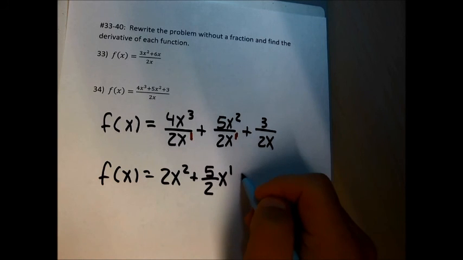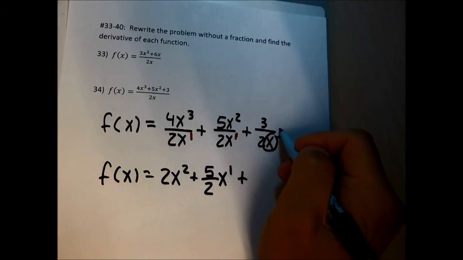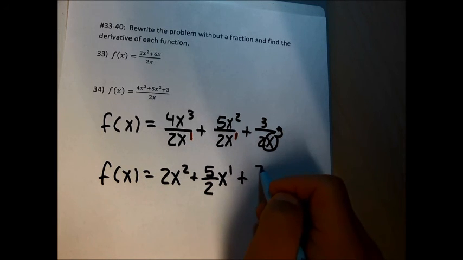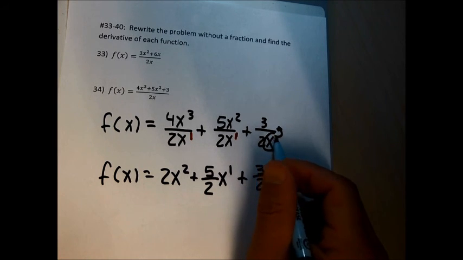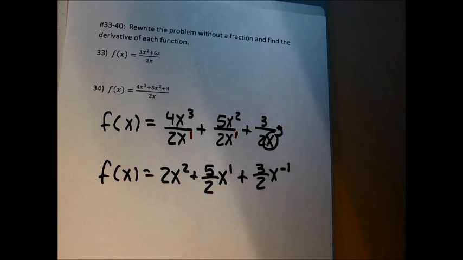Third fraction doesn't reduce. I'm going to move the x out of the denominator, and instead of up to the numerator, I'm going to move it in front of the fraction. And when I do that, I need to change the sign on its exponent. It has an exponent of x to the first. I'm going to change that to x to the negative 1. So that's the rewrite that you need to do for problem 34. Your rewrite for 33 is a little bit easier.